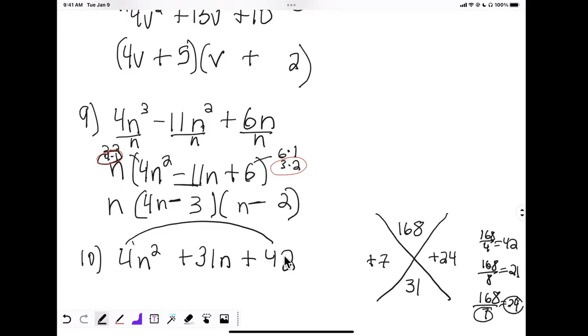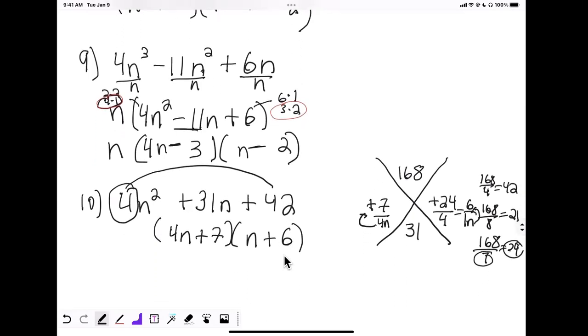We have to divide by the leading coefficient, which is 4. So 7 over 4 is fine. Simplify: 24 divided by 4 is 6 over 1. Then I'm going to add my n to the bottom and go backwards. So I have 4n plus 7, n plus 6. And double check myself: I get 24n, I get 7n, and that makes my 31, and I'm happy. That's factoring.